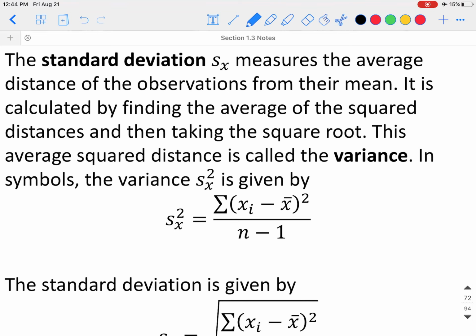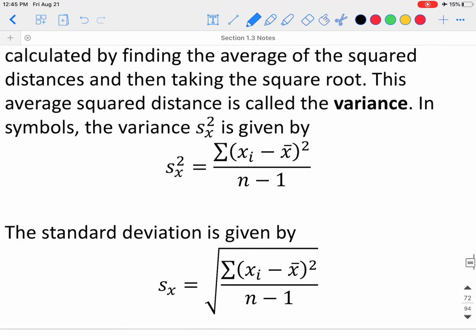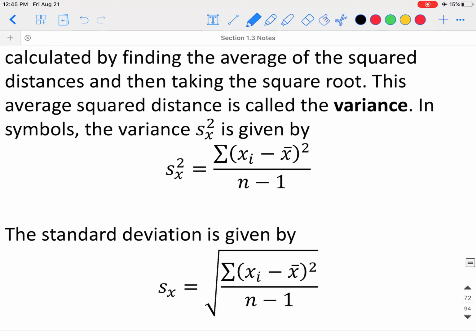The standard deviation, which we call s sub x, measures the average distance of the observations from their mean. It is calculated by finding the average of the squared distances and then taking the square root. This average squared distance is called the variance. In symbols, we write variance as s sub x squared, and we find it with the given formula.